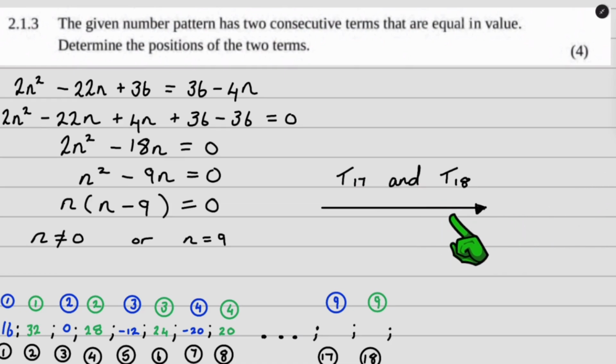So we need to check where the marks are coming from here, so let's take a look at that quickly. The 4 marks will come from equating the 2 equations, the correct factors over here, and then the correct answers with the rejection of 0, and the last mark comes from the position of the 2 terms.